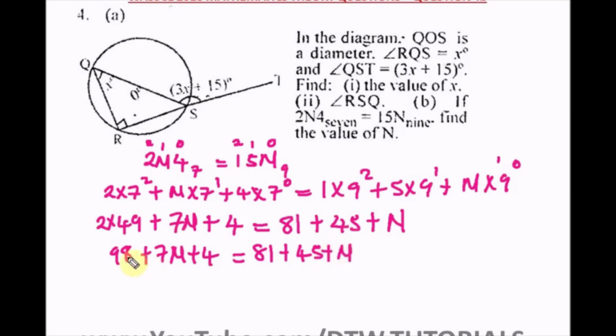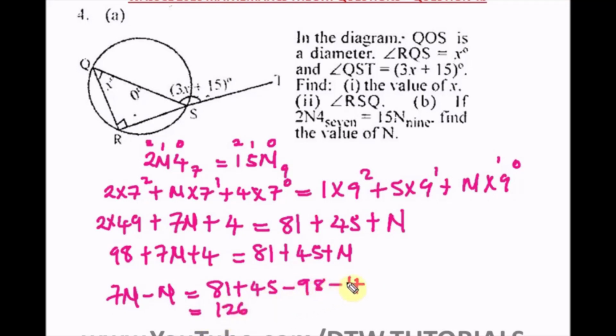Let's take n to this side and take all integers to the other side. So we have 7n; bringing n to the other side, we have negative n, equal to 81 plus 45, then taking 98 we have minus 98, and taking plus 4 to the other side we have minus 4. What will this give us? 81 plus 45 gives us 126, and minus 98 minus 4 gives us minus 102. Here 7n minus n gives us 6n. So we are left with 6n equal to 126 minus 102, which gives us 24.